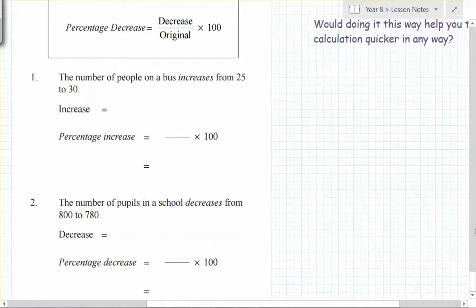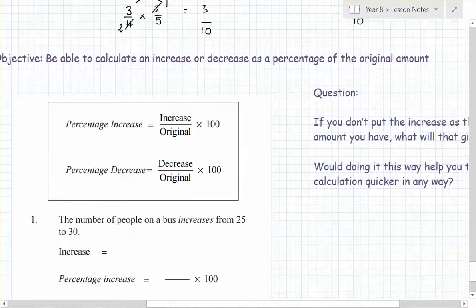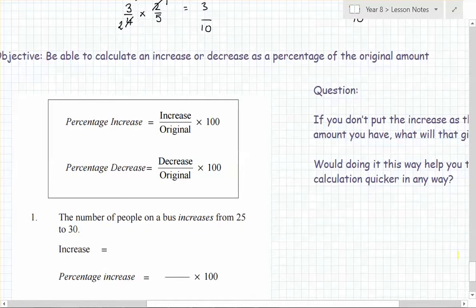Let's record. So we're doing this percentage increase or decrease, but as a percentage of the original amount. Okay, so that was your homework to go through that. Are you all feeling like, yeah, got that?